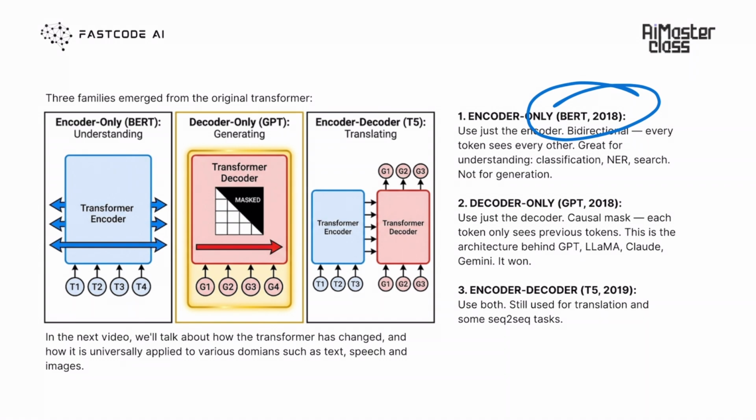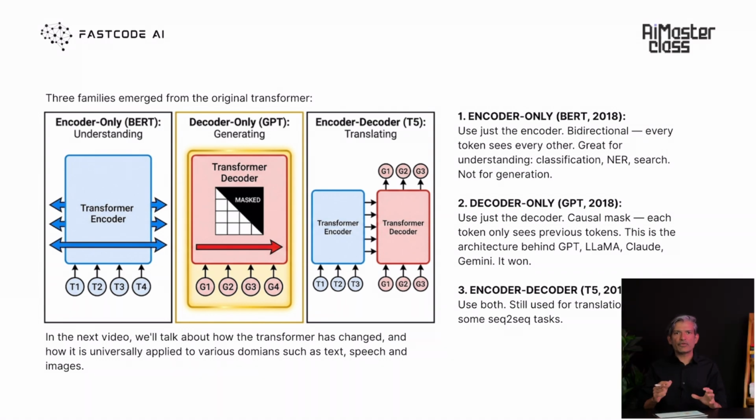So encoder only is BERT, decoder only is GPT, and encoder decoder is your T5, where you encode and then you also decode. In the next video, we will talk about how this transformer architecture has changed over time. Actually, these people found a pretty good local minimum in the architecture space. It hasn't changed too much since then. It has only changed a little bit, and we'll talk about what has changed.